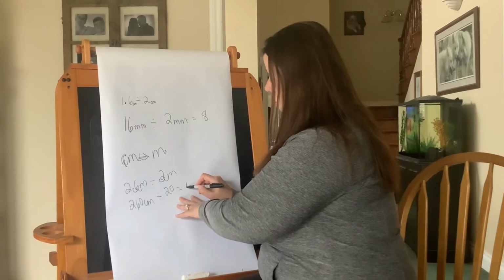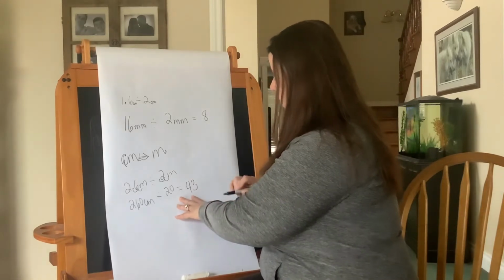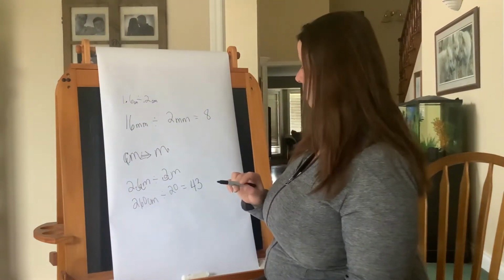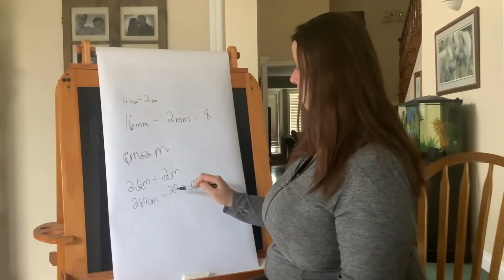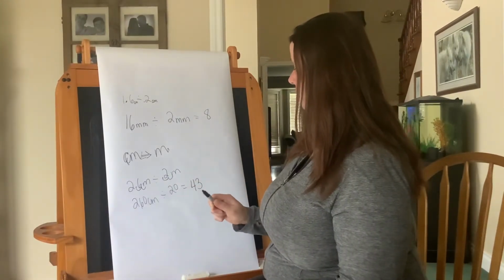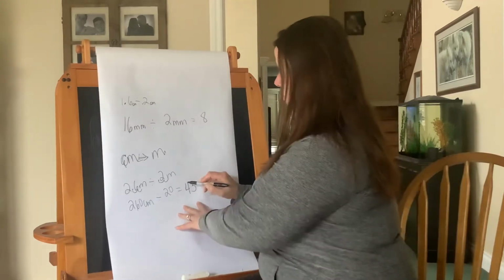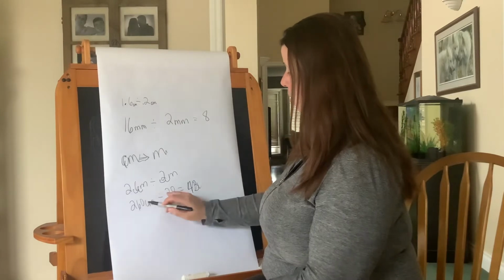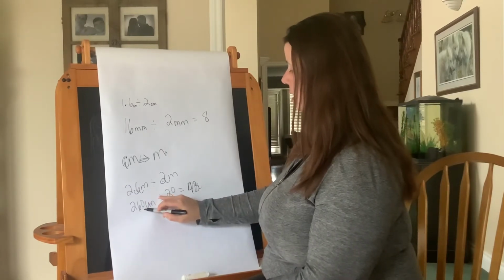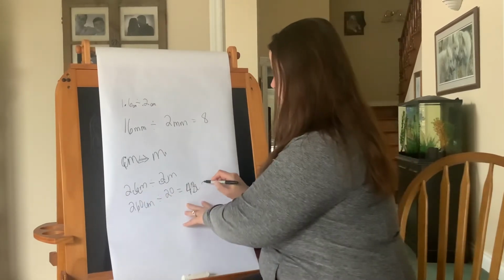So 43. Yes? 260 divided by 20. 5. Silly me. 5, 10, 20 goes in there 10 times, and 60 would be 12, so 22.